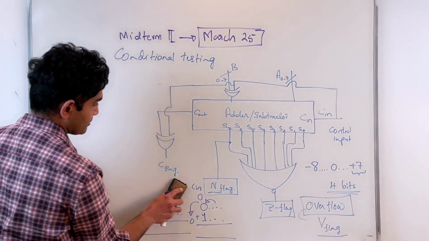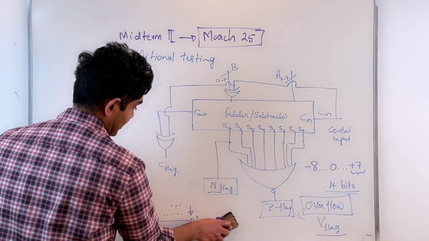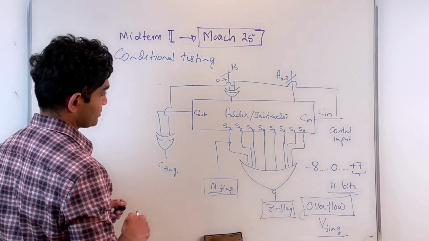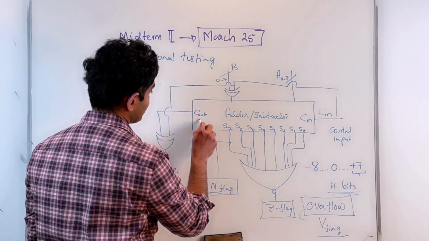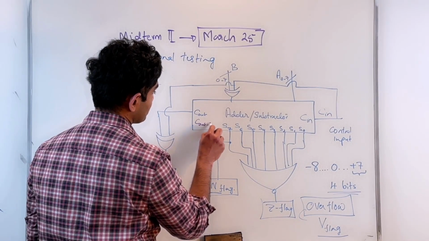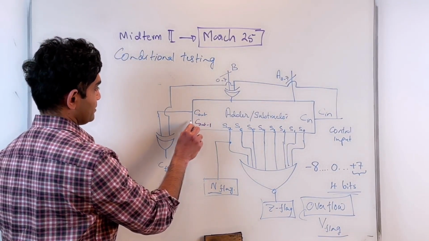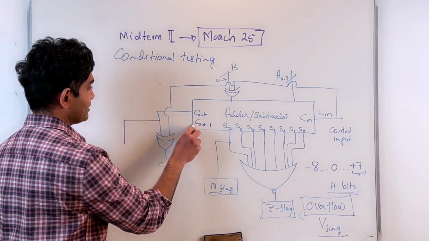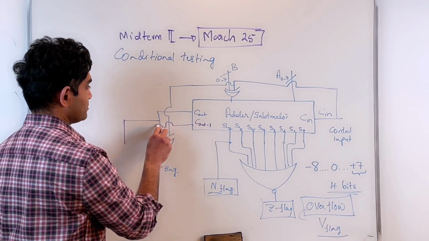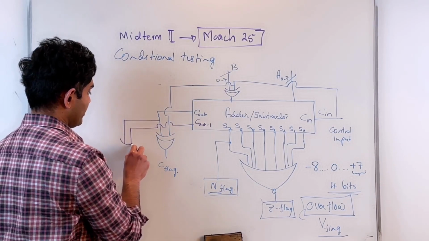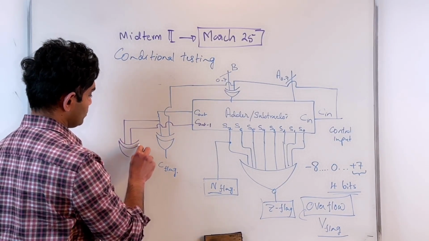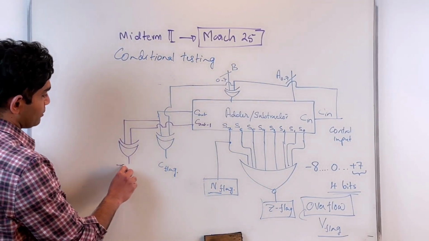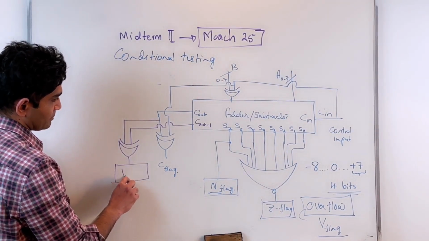So that's it. That's the main set of flags that we need. So let's say this is my C out minus 1 position. And the way I will get my V flag is by XORing those two C outs, and call that the V flag.